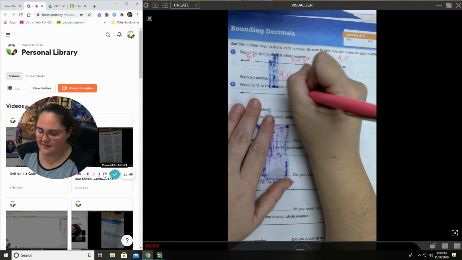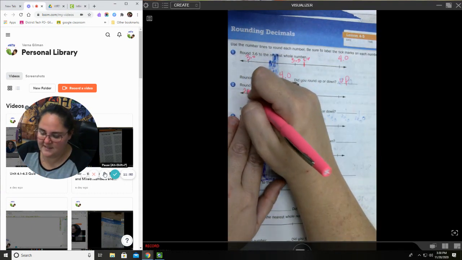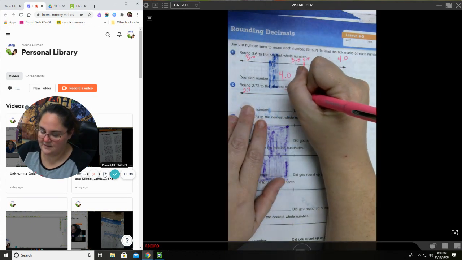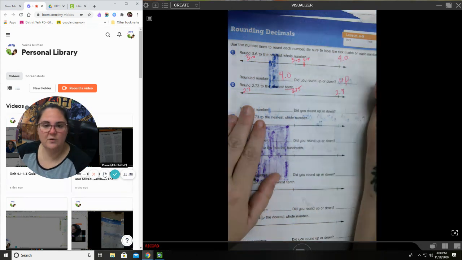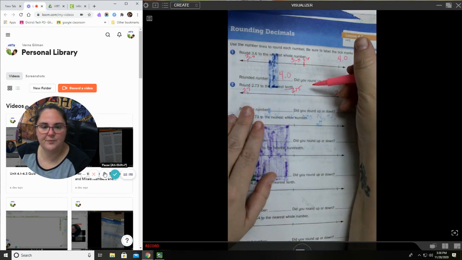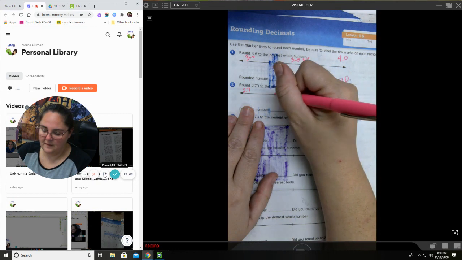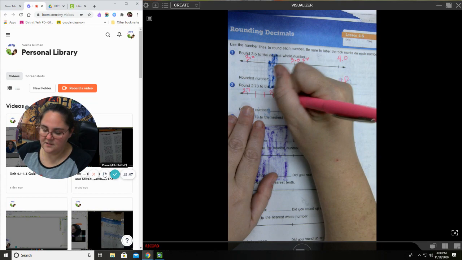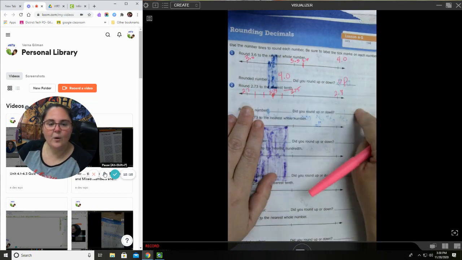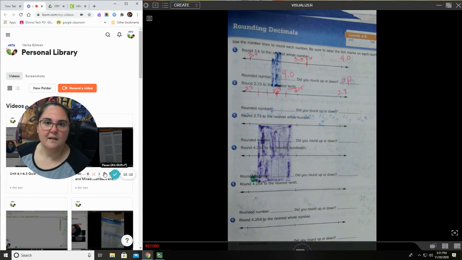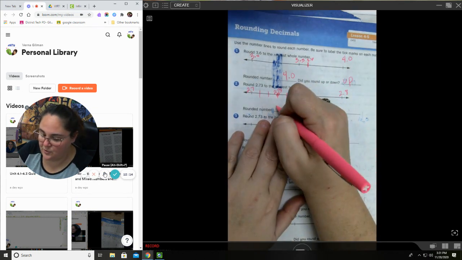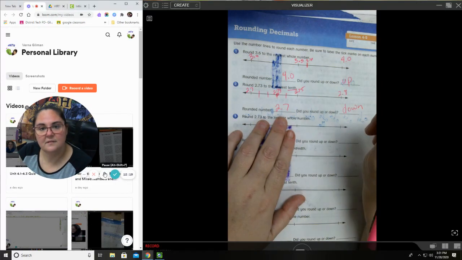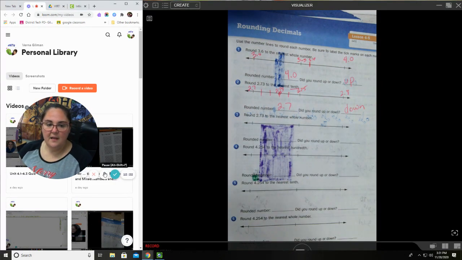2.73 to the nearest tenth. All right, this is 2.7 and this is 2.8. 2.75 is right in the middle, so where would 2.73 be? About right here. So is that closer to 2.7 or 2.8? For this one, it is closer to 2.7, and I went down. Okay? Awesome. There are 4 more.